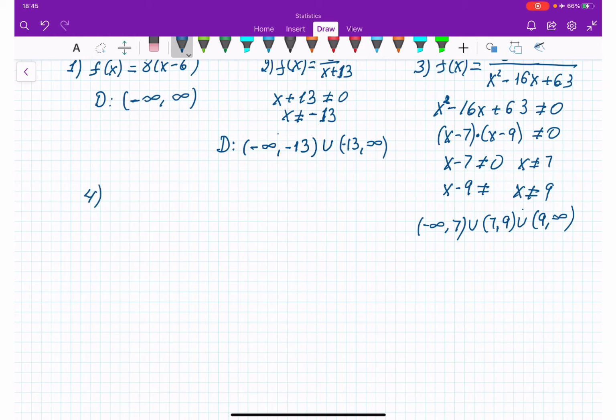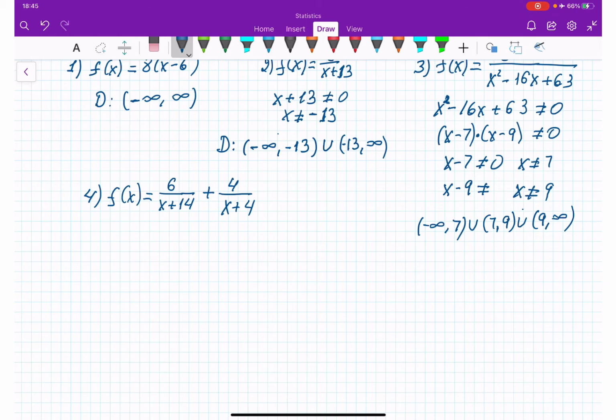f of x is equal to 6 over x plus 14, plus 4 over x plus 4. Okay, we have two fractions.